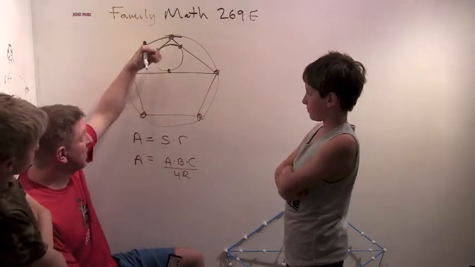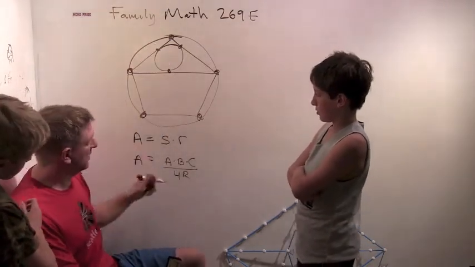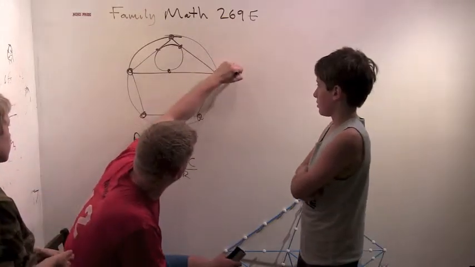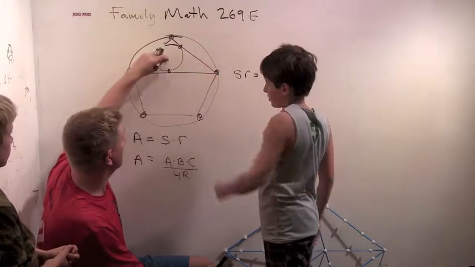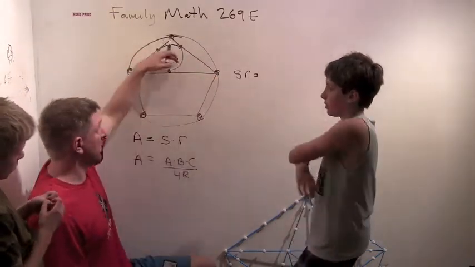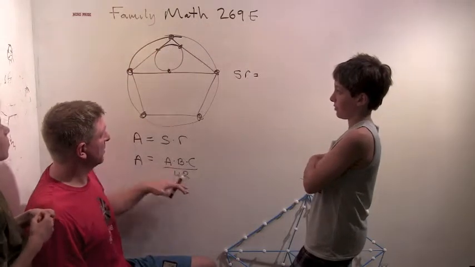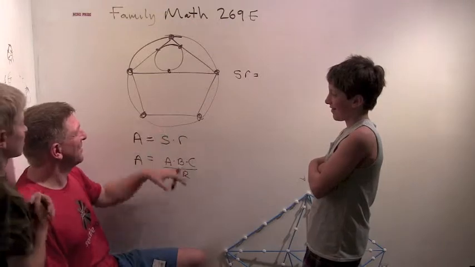And it was asking you to find the area of this triangle in terms of the large radius, right? Yeah. So we're going to say S times little r. Wait, wasn't it the area of this circle? Yeah, the area of this circle. You said the triangle. Oh, I'm sorry, you're right. The area of this circle in terms of the big radius.